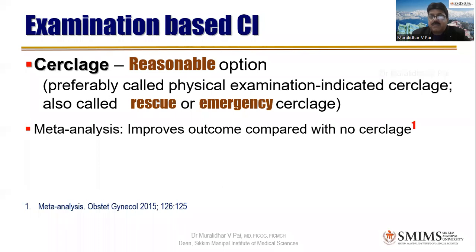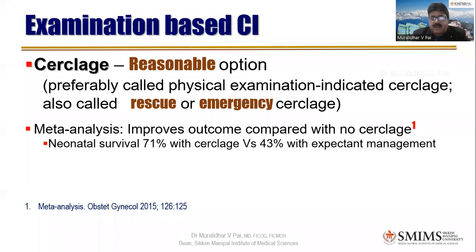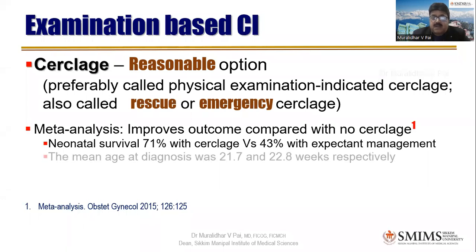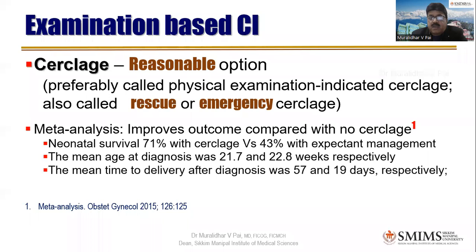Meta-analysis says it improves outcome compared with no cerclage. So that's why, even though it seems very late, one last-ditch attempt of cerclage is still useful. That's what this meta-analysis said. Neonatal survival was 71% with cerclage versus 43% with expectant management. The mean age at diagnosis was 21.7 and 22.8 weeks respectively. The mean time to delivery after diagnosis was 57 and 19 days respectively.